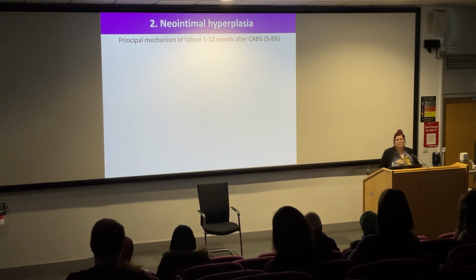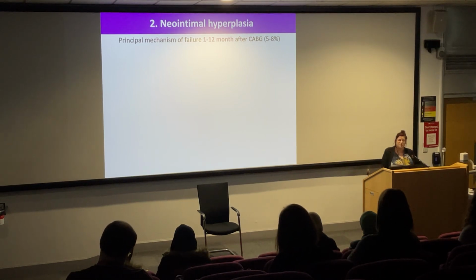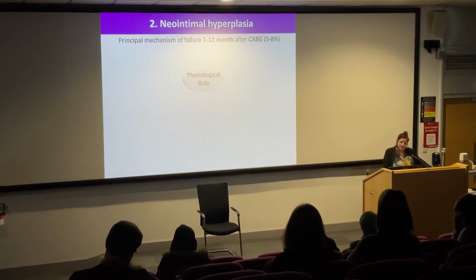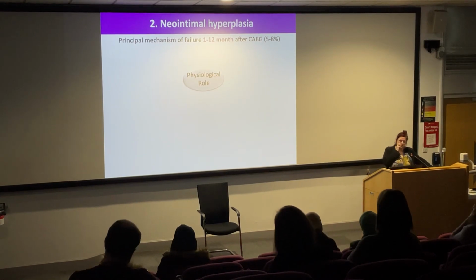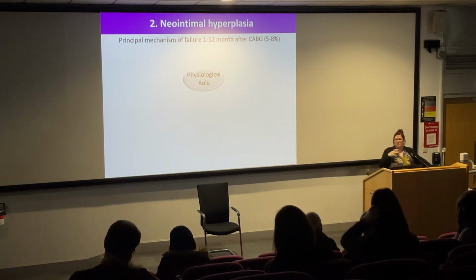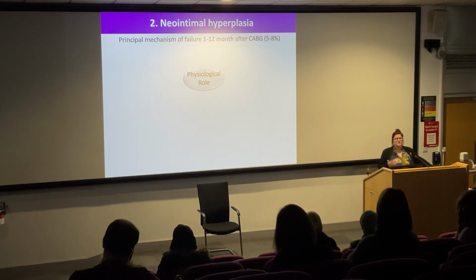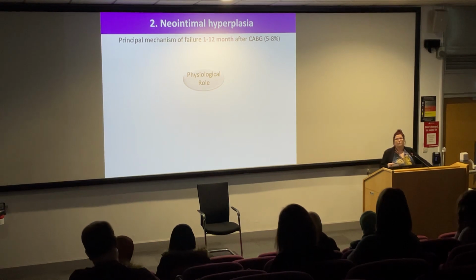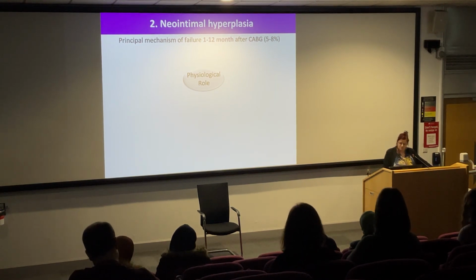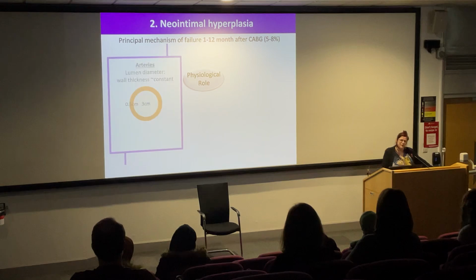So if you have a graft that fails within the first year, but you've got out of that high risk first month, then it's most likely going to be because of neo-intimal hyperplasia. And what neo-intimal hyperplasia is, it's a physiological role that's gone wrong. So as with a lot of things that cause diseases or disorders in our body, they start off as a positive thing. They start off as something that's there to help, but then they just go a bit too far, they don't get switched off in time, and then that causes a pathological problem.